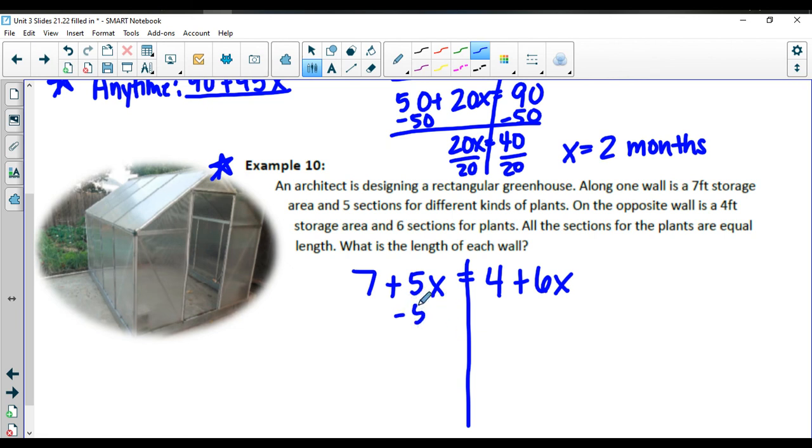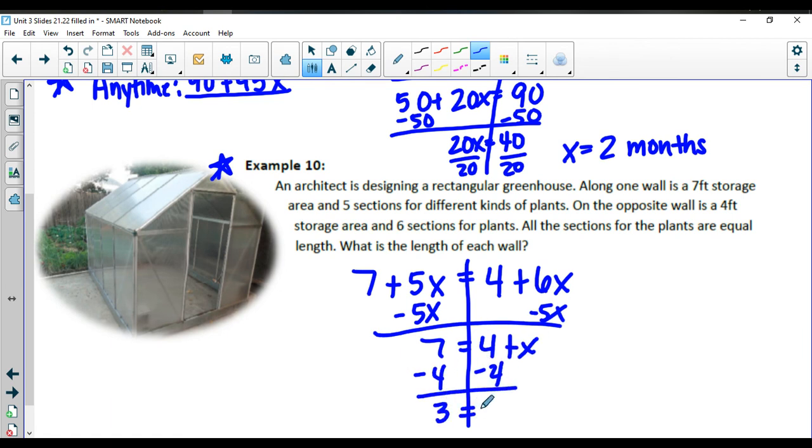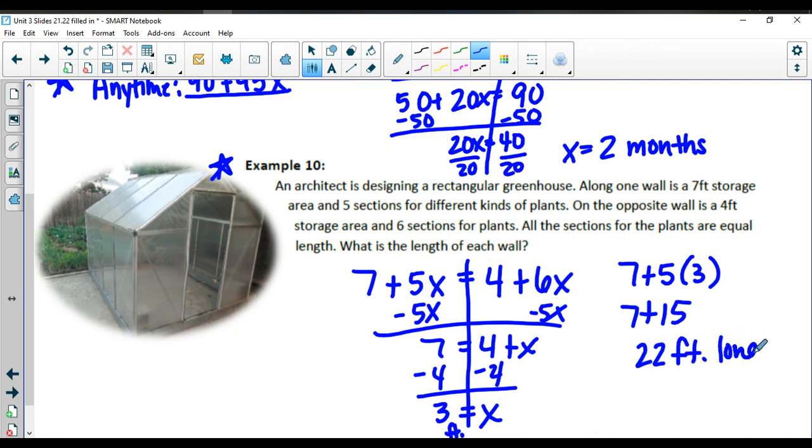So what we're going to do here is start to solve, subtract our 5x. So we get 7 is equal to 4 plus x. Subtract the 4, and we get 3 equals x. So each section for plants is equal to 3 feet. But that didn't answer the final question because it says how long is the wall. So I could go ahead and take this 3 for x and plug it back into either one of my expressions because the walls are rectangular and they are opposite each other. So they're going to be equal. So I could do 7 plus 5 times 3. So 7 plus 15. So the wall is 22 feet long. And that would actually be my final answer here.